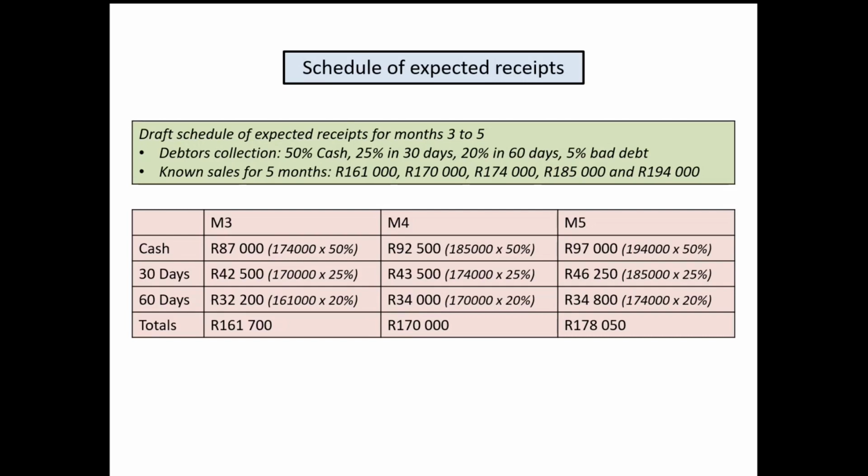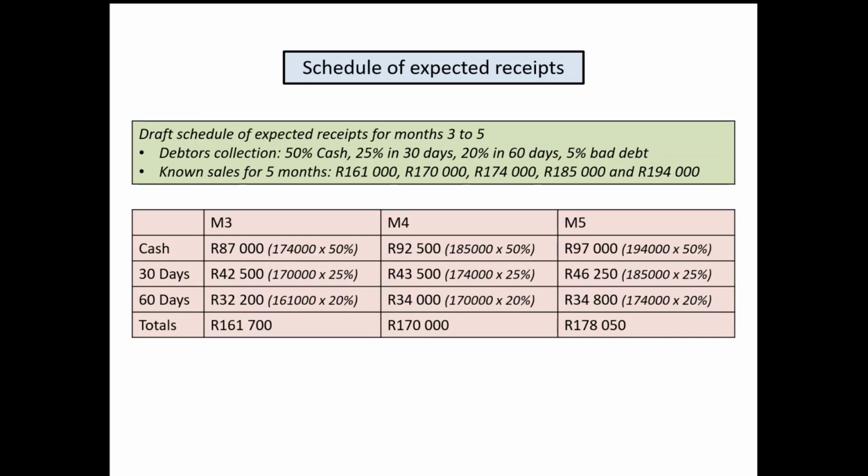But now, because of that, you need to know the sales for the prior 5 months. Because in this month 3, you are now going to get in 3 types of cash. The cash sales made in month 3, the people who are paying you after 30 days for sales made in month 2, and people paying you after 60 days for sales made in month 1. So let's have a look at it.